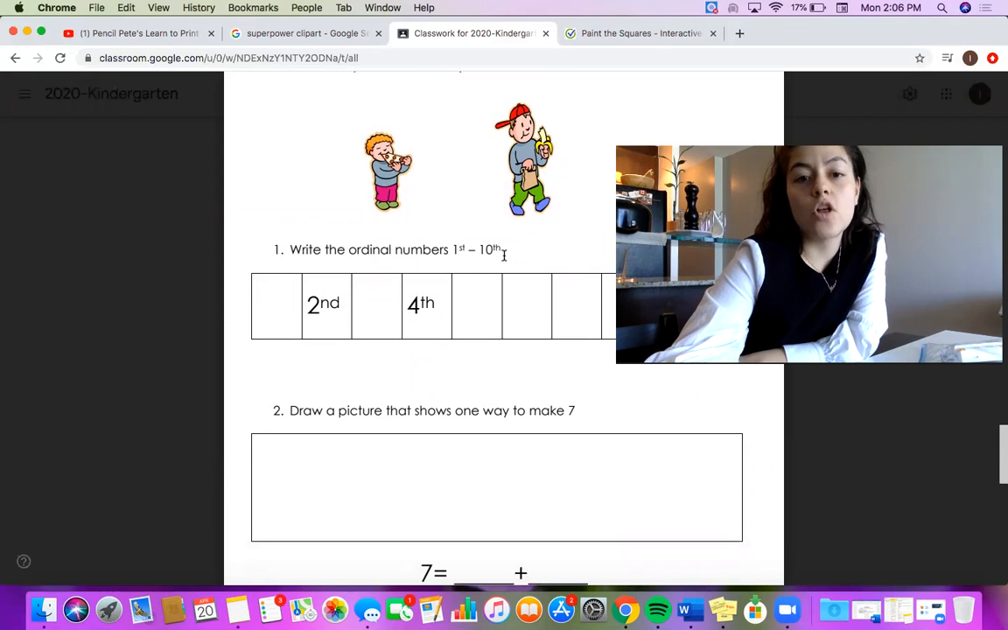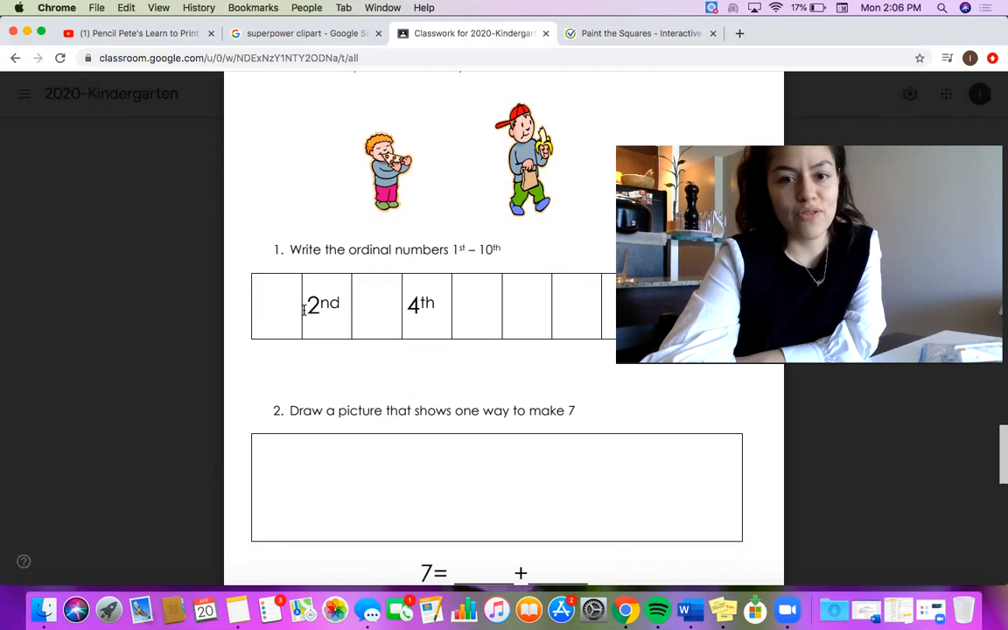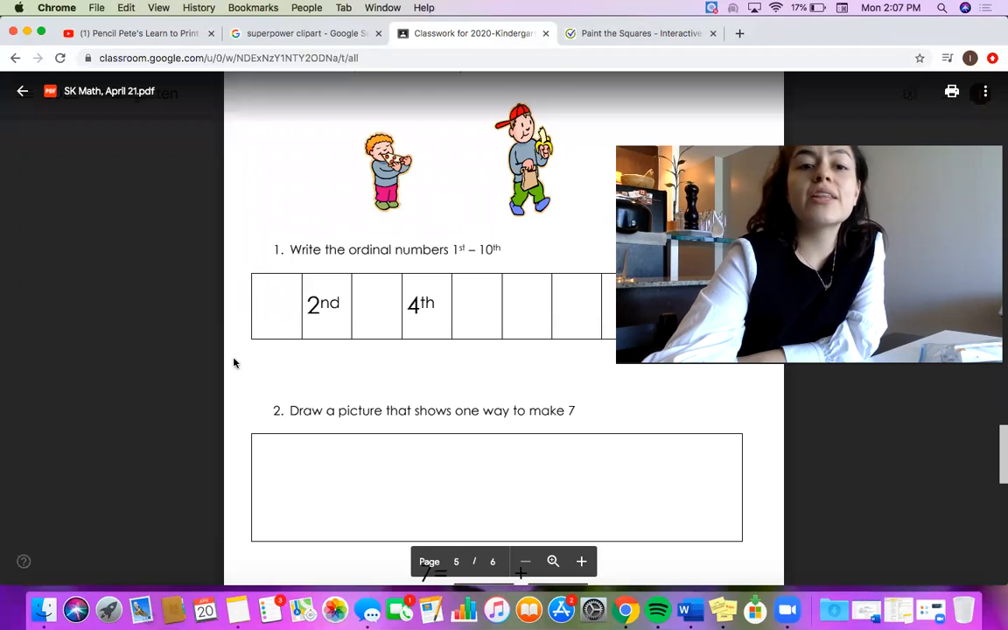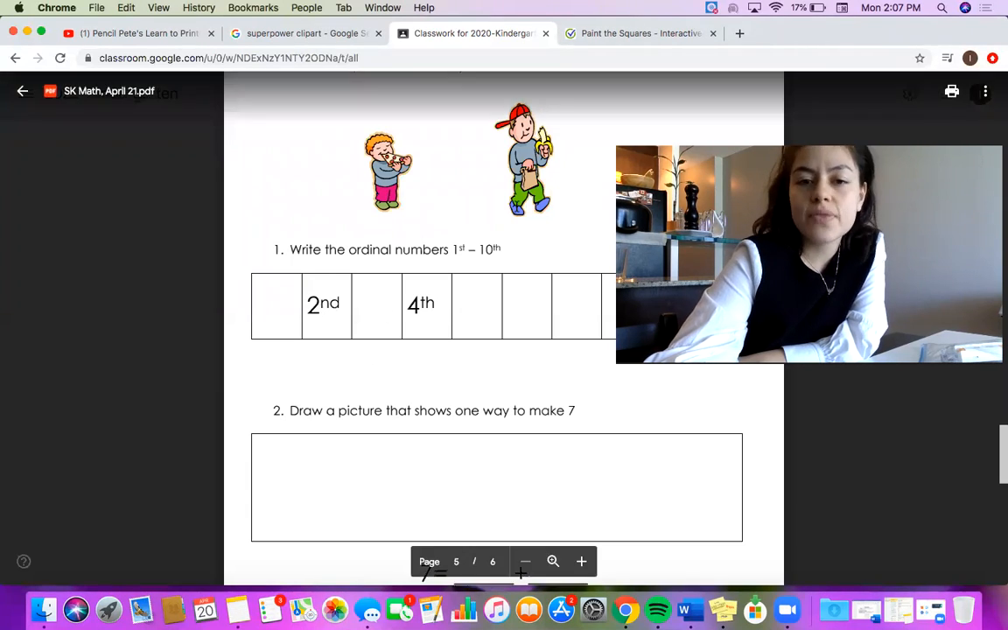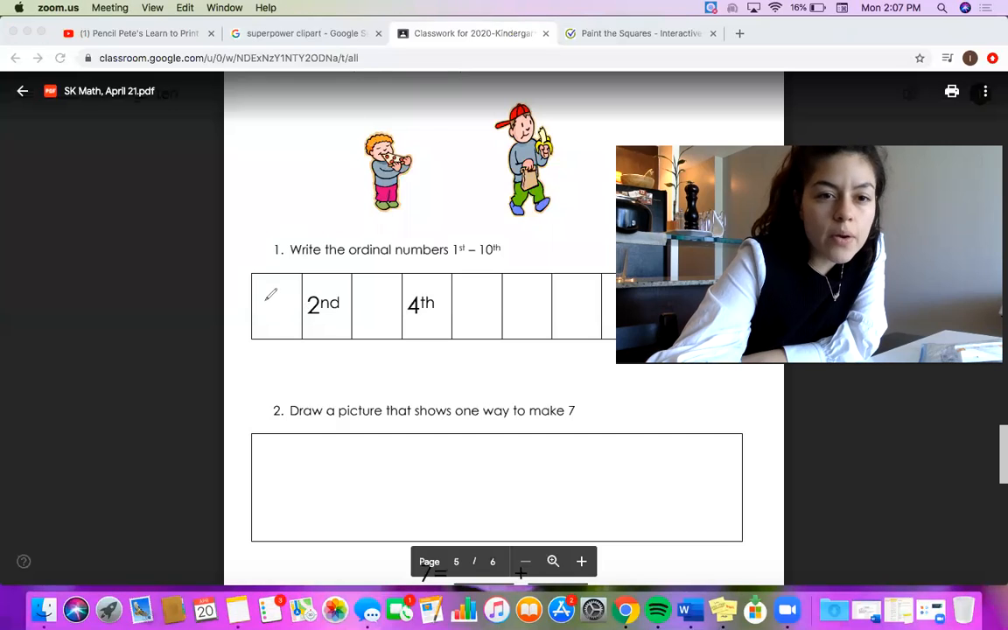Next question, it's all about ordinal numbers. So you're not filling in 1, 2, 3, 4, 5, etc. to 10. You're filling in first, second, third. So make sure you have those little letters so that you know it's an ordinal number. So for example, I wouldn't just write 1, I'd write first. This is how you'd write the ordinal number first.